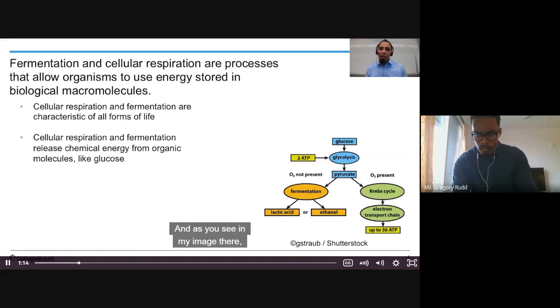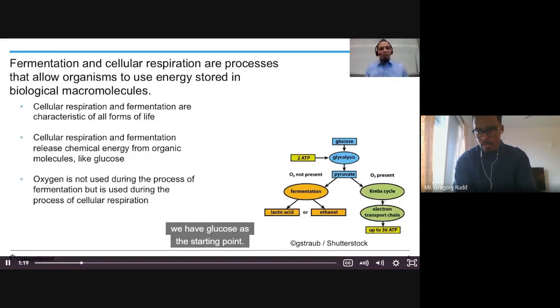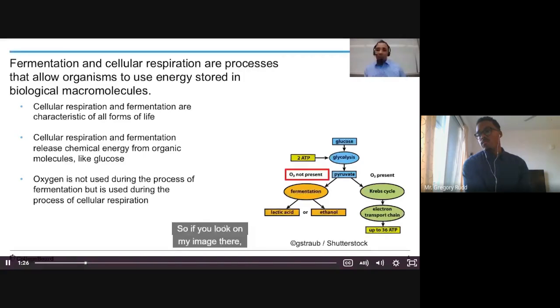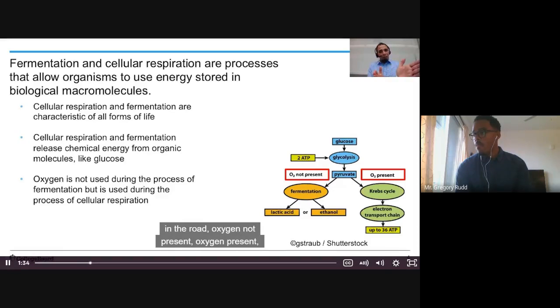As you see in my image there, we have glucose as the starting point. And so oxygen, though, is not used during the process of fermentation, but it is used during the process of cellular respiration. So if you look on my image there, you can see where I put a red box around oxygen is not present. And then oxygen is present. So it's kind of like you get to a fork in the road. Oxygen not present, oxygen present. Which way do we go?